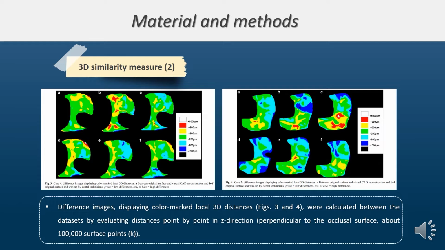These figures are representative cases of difference imagery displaying color-marked local 3D distances. It was calculated within the datasets by evaluating distances point by point in three directions. The areas we can see as green represent low differences, while the red or blue areas account for high differences.